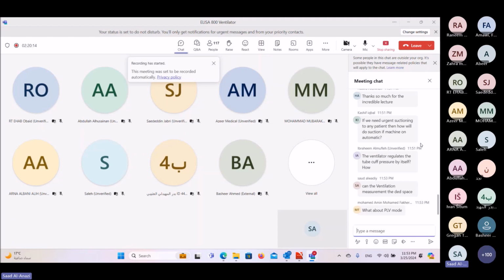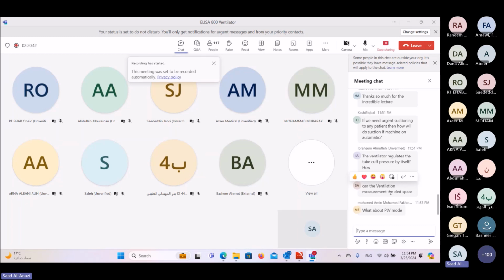at any phase. There is one question about the ventilator regulating the tube cuff pressure by itself. Yes, there is cuff control, meaning the cuff is continuously sampled by a line from the ventilator to the endotracheal tube. Then it will inflate and deflate the cuff based on the set pressure that you select. It's really a great feature.